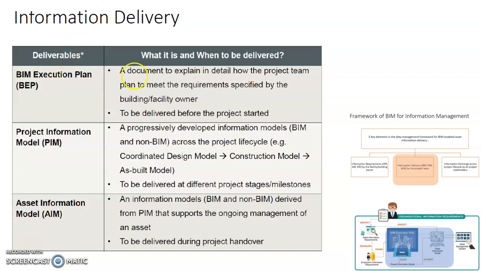So for example, the BIM project execution plan is a document to explain in detail how the project team plans to meet the requirements specified by the building owner, in the form of the employer's information requirements, and typically it's delivered, and it means created, before the project starts. All right, and then after that it goes on to the next stage, which is the project information model.